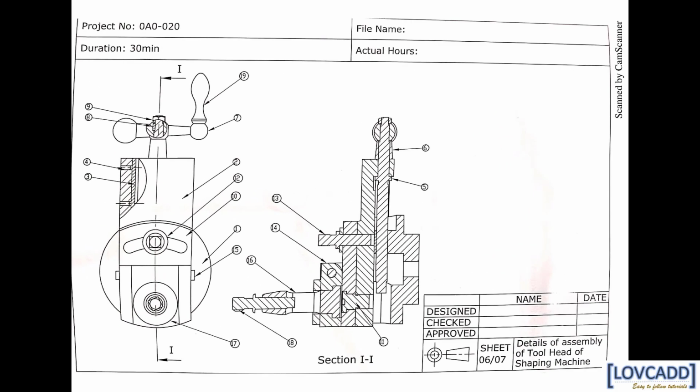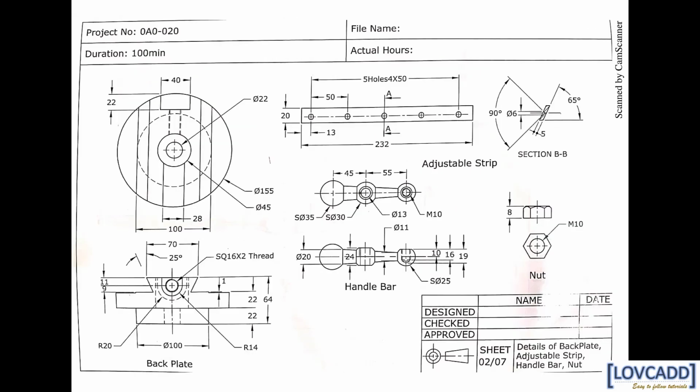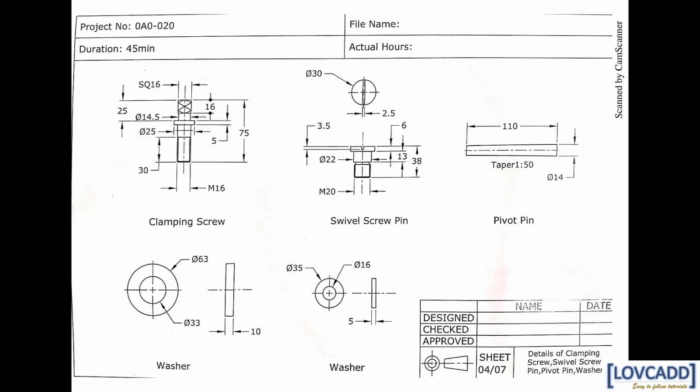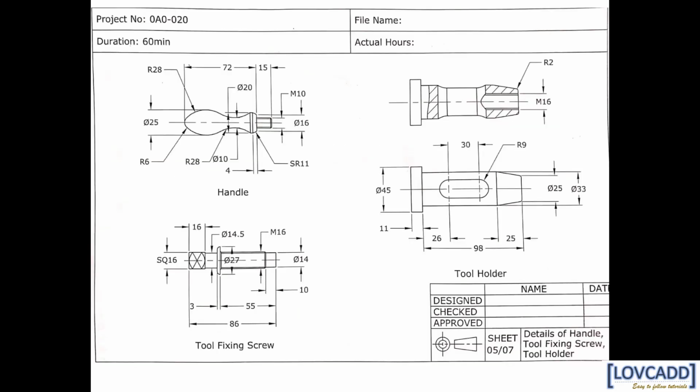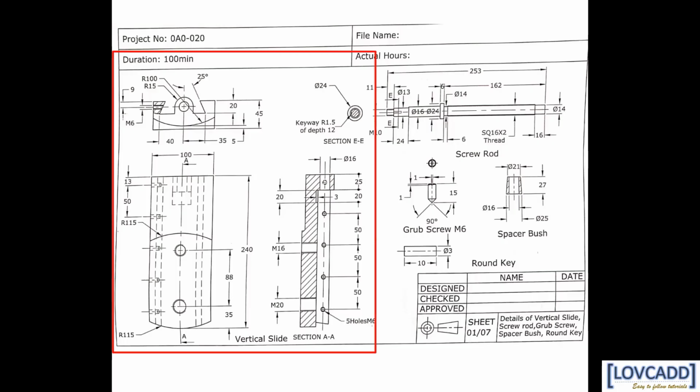So let's first see all the parts which we are going to create in this tutorial. The parts are vertical slide, screw rod, grab screw, spacer bush, round key, back plate, adjustable strip, handlebar, nut, swivel plate, drag plate, washer, clamping screw, swivel screw pin, pivot pin, handle, tool holder, tool fixing screw. Finally, let's start with the very first part, that is the vertical slide.